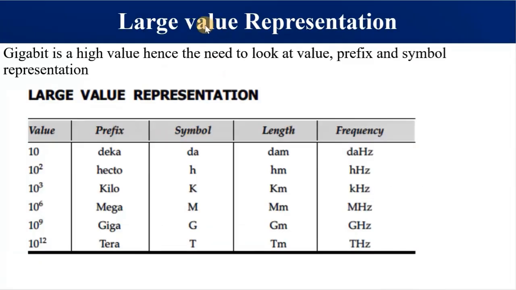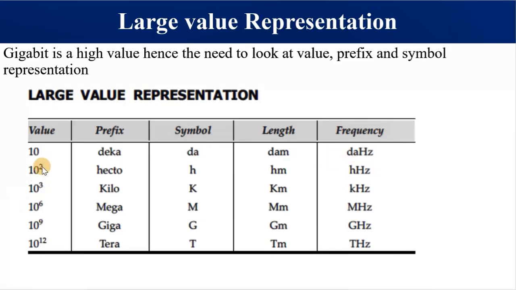In engineering, there is a way of representing large and small values, and we are going to briefly look at that. So we've got the value, the recommended prefix, and the symbol. The length, never mind about this. And also, this is important. For example, deca, which is a value of 10, is called deca. This is the symbol that you use, and this is the frequency.